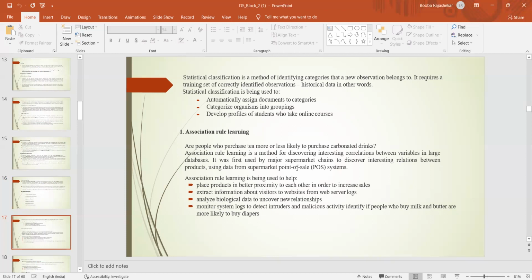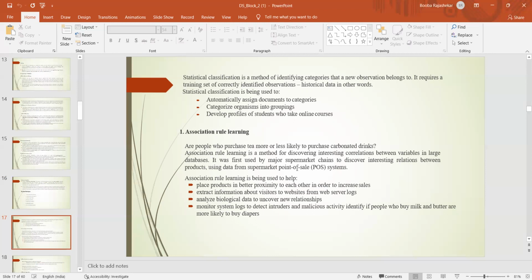The first one is association rule learning. For example, people who purchase tea are less likely to purchase carbonated drinks. Association rule learning is a method for discovering interesting correlations between variables in a large database. It is used for big data. It was first used by a major supermarket chain to discover interesting relationships between products using supermarket point-of-sale data. So how does association rule learning help the business?